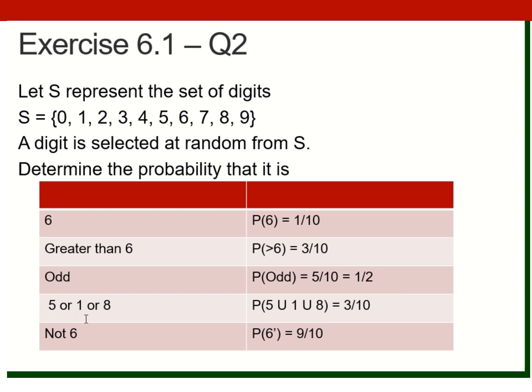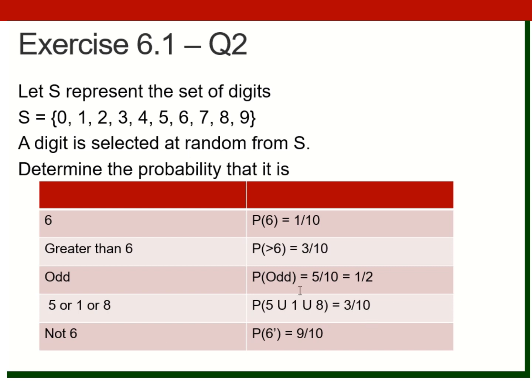5 or 1 or 8. When you see or, you need to add up the probabilities. So 5 or 1 or 8, it is 3 out of 10. You add up because what's the probability of getting 5? 1 out of 10 plus 1 out of 10 plus 1 out of 10, that's 3 out of 10.